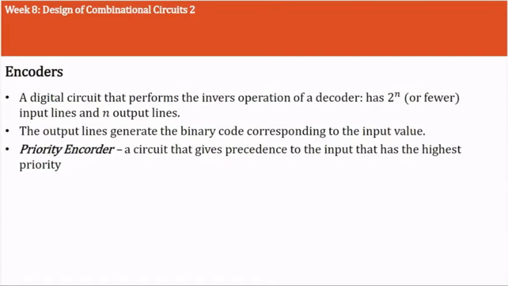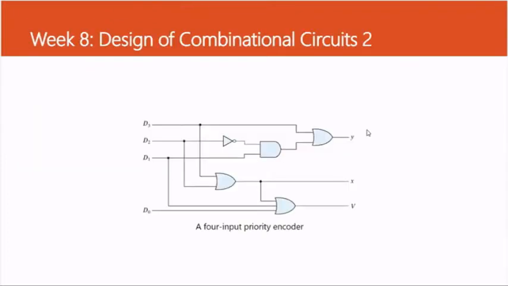So we have here what we call the priority encoder, wherein this is a circuit that gives precedence to the input that has the highest priority. This is an example of a 4-input priority encoder wherein meron tayong 4 na input. So that is 2 raised to n, then yung N natin yung magiging output natin. Meron tayong what we call the V, or yung valid output of our priority encoder, that is also one of the outputs of our circuit. Okay?